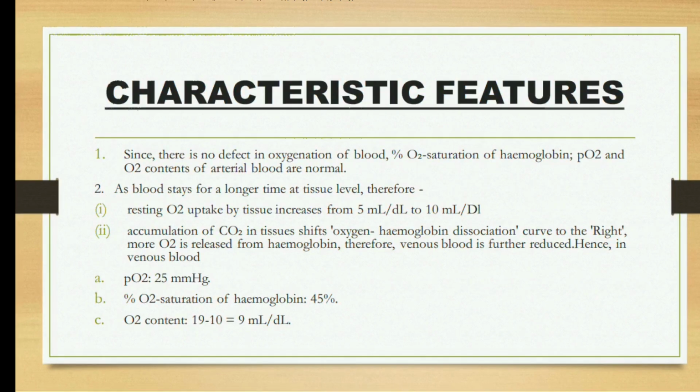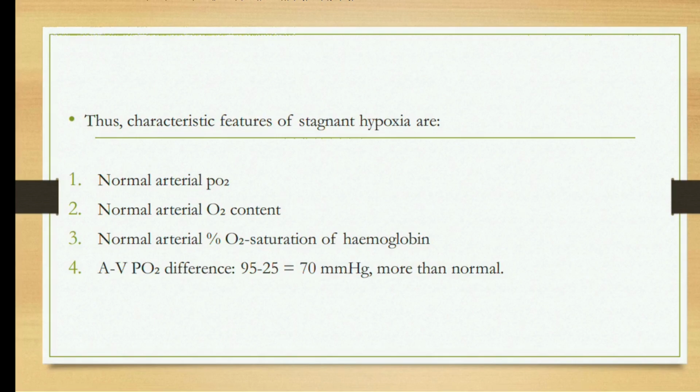Next, including the characteristics, same as I described in the definition. The normal arterial partial pressure of oxygen, normal oxygen content, normal arterial percentage oxygen saturation with hemoglobin, but the arterial venous difference is more than the normal. That is, it is approximately 70 millimeter hemoglobin.